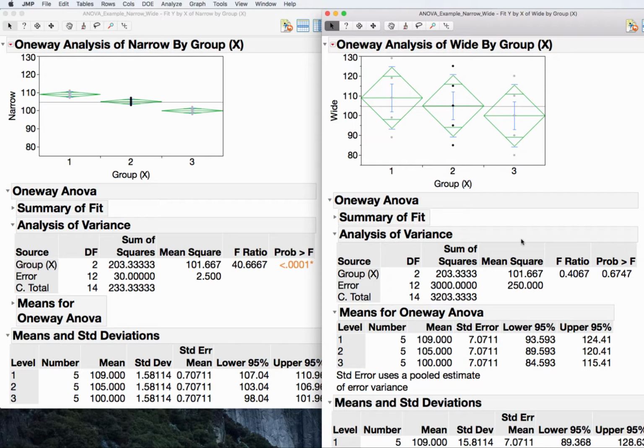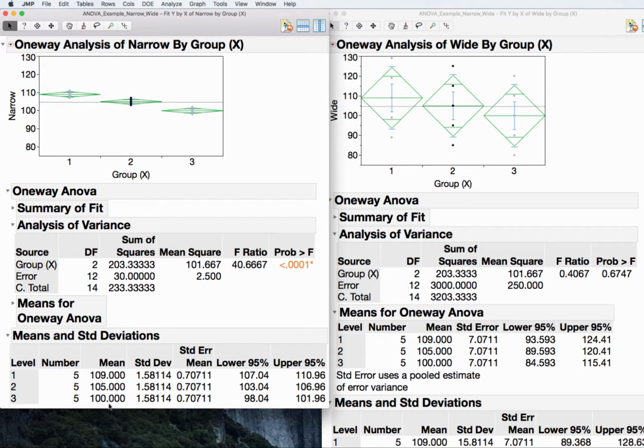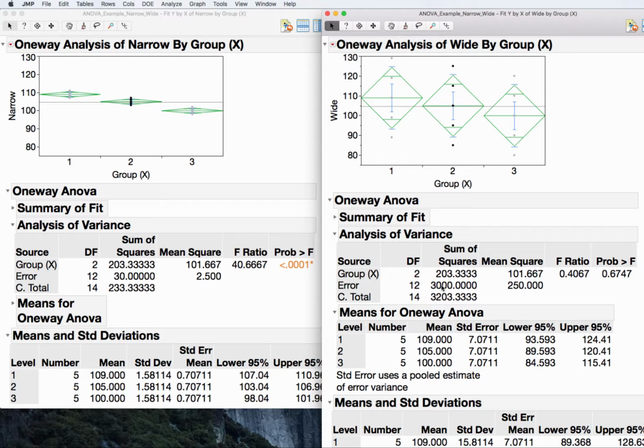And this is due solely to the difference in the variability. These groups have very little variance within each group, and therefore that allows us to say that the means are different, whereas in the wide group, we have a lot of variability within the groups, and therefore our means across the groups are not different. What you can see is that the sum of squares associated with the group value is the same in both models. What has changed is our total sum of squares and our sum of squares error.